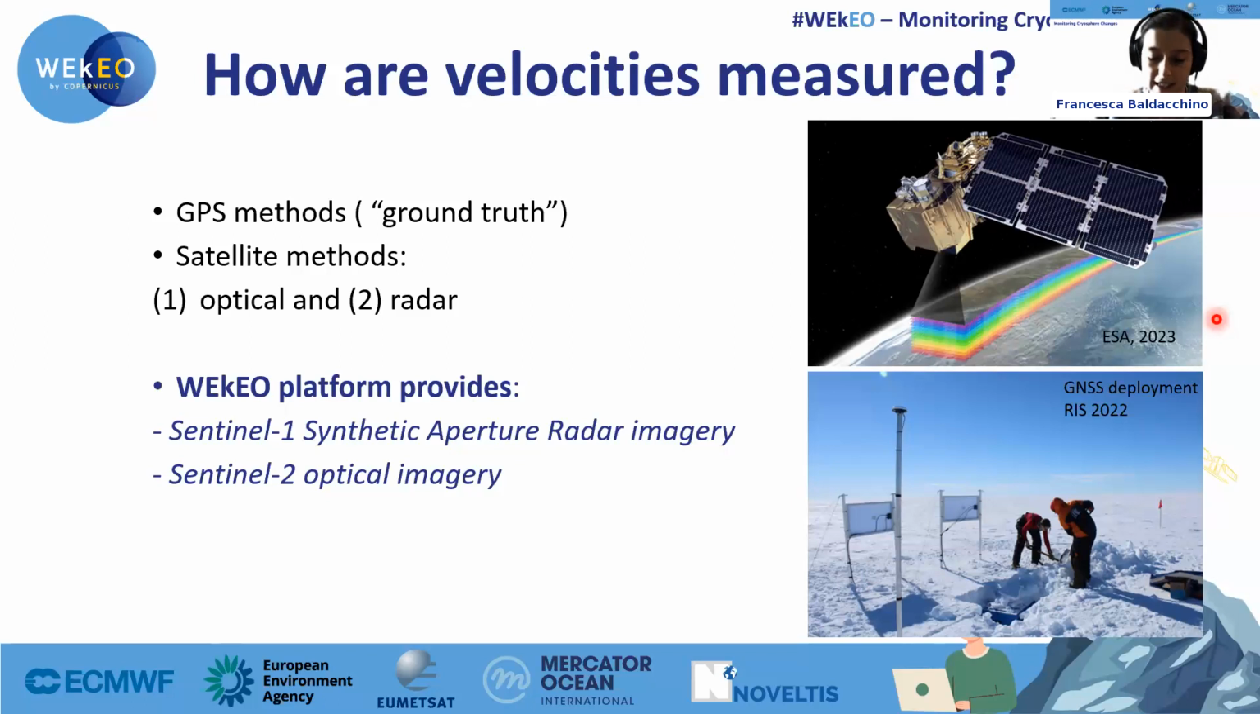The WEkEO platform provides two main types of satellite data sets that can be used to calculate velocities. It provides Sentinel-1 synthetic aperture radar imagery and Sentinel-2 optical imagery. So these data sets can be processed outside WEkEO and can be used to calculate velocities using feature tracking techniques.